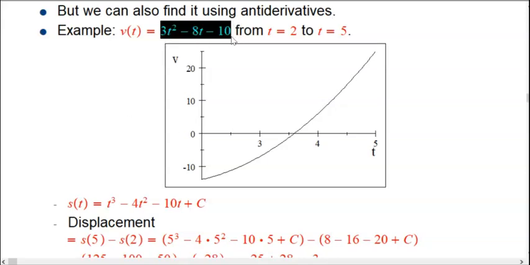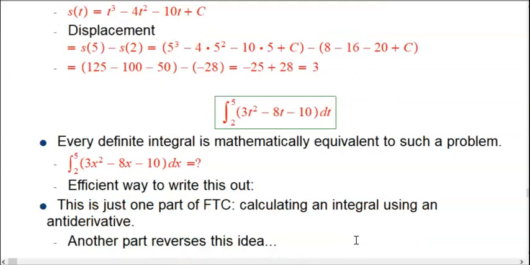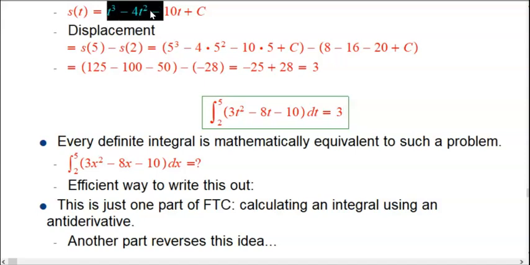So don't be lazy and don't write that. So 3t squared minus 8t minus 10, we are integrating that function. And what did we find? It was the difference of two values of an antiderivative. So let me just write out how that gets written out in a very efficient fashion.